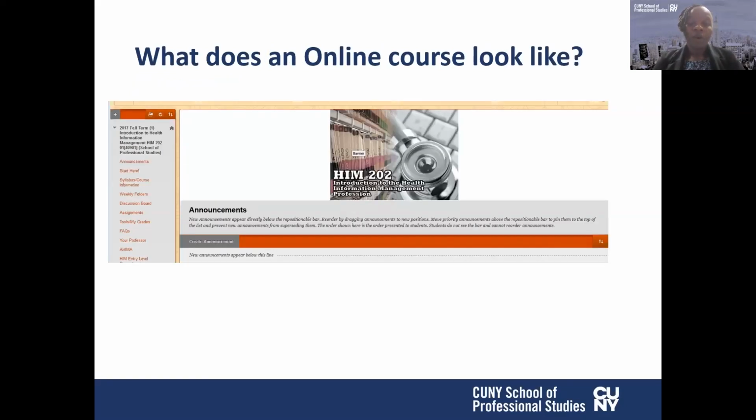So what does an online class look like? Right now on your screen, you are looking at an example of one of the foundation classes for coding. That screen shows you on the left navigation, it shows things that are in red. Those are the things that you'll be able to click on. So the first one will be like the announcements, start here, your syllabi, your professor's information, the weekly folders. That's where all the information resides of what you're supposed to complete each week.